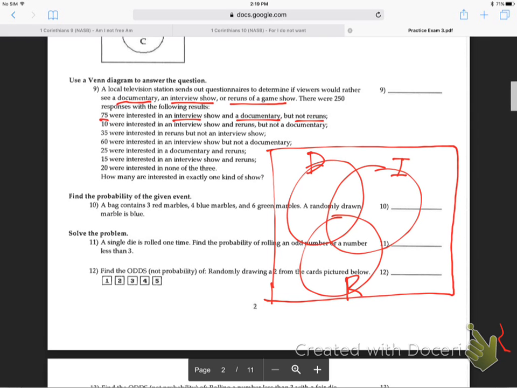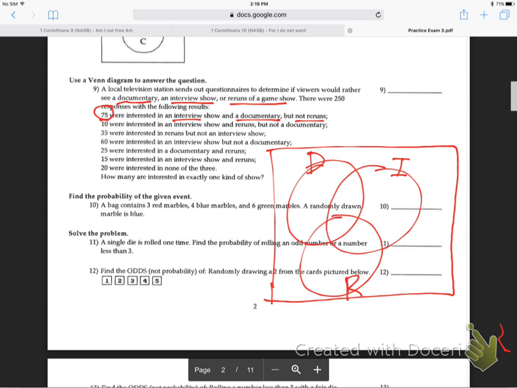Like, look at that 35. 35 reruns but not interview. That's just 2 pieces of information. That'll actually not narrow you down to 1 location. That'll actually leave 2 locations. So that won't be helpful. You want to start with numbers that narrow you down to just 1 of the 8 basic regions. That means facts involving 3 pieces of information. So the 75 is a good place to start.